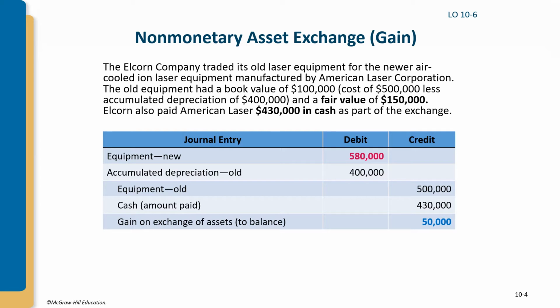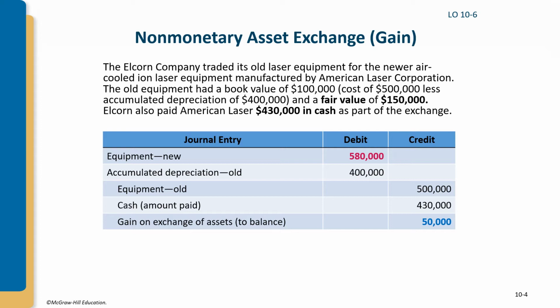So we will debit the new equipment for the fair value. What is that? It would be the $150,000 fair value of the asset given, the old machine, plus the $430,000 in cash. That's what the company gave them. That's the fair value. The cash will be credited. The old equipment's cost will be credited, and the accumulated depreciation related to the old laser equipment debited.